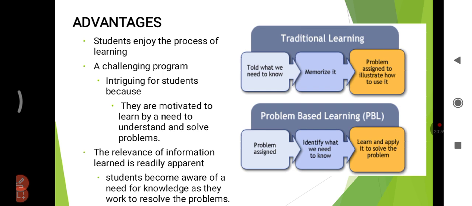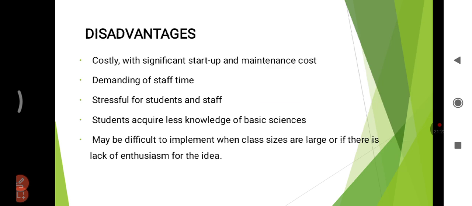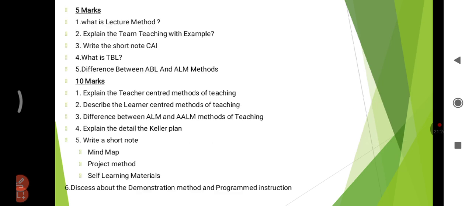In traditional learning, students are told what they need to know, memorize it, and then a problem is assigned to illustrate how to use it. In PBL, problem based learning, the problem is assigned first, students identify what they need to know, learn it, and apply it to solve the problem. Lastly, raise 5 more questions and 10 more questions, useful.